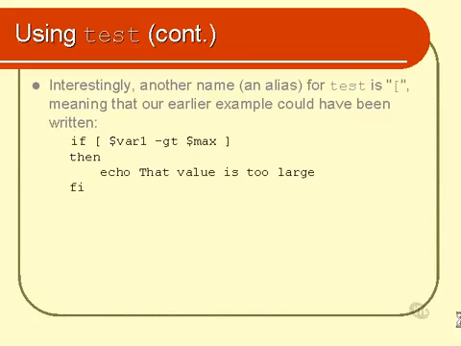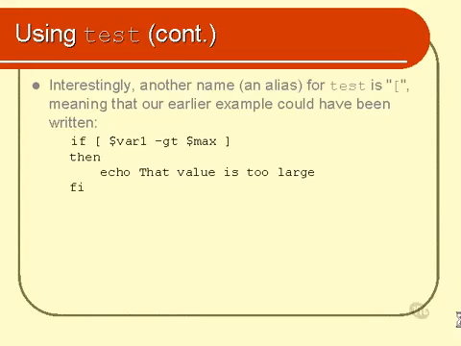Now notice that there is a close square bracket there on the end of the line. And that's one of the curious features of the test program. If you use the alias of the open square bracket, then test will actually give you a syntax error if you forget to put in the closed square bracket. But if you just use the regular word test, then you don't need the closed square bracket. Let's just check that that actually works.